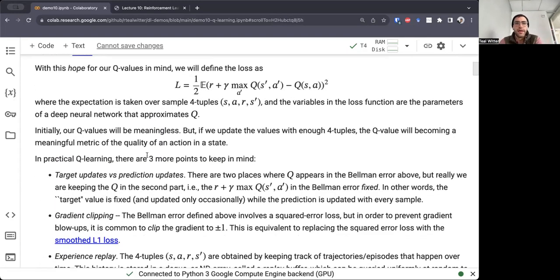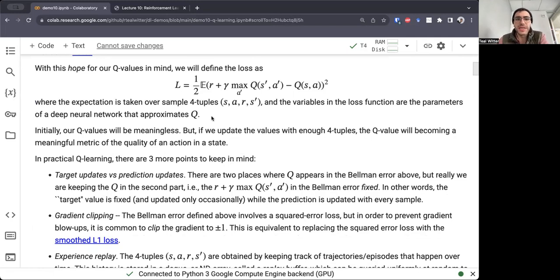Okay, so there are several points to keep in mind. The first of these is that the Q value appears in 2 points in this loss function. That's an issue because if we're just trying to get these two to agree with each other, then that's a trivial problem if we can manipulate both of them, and that doesn't actually solve the problem that we're interested in.